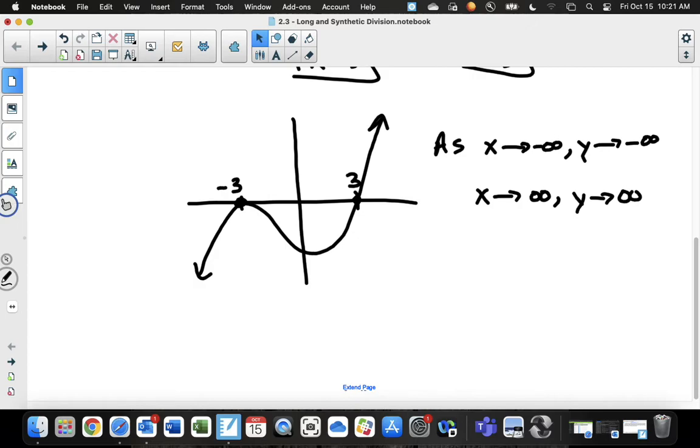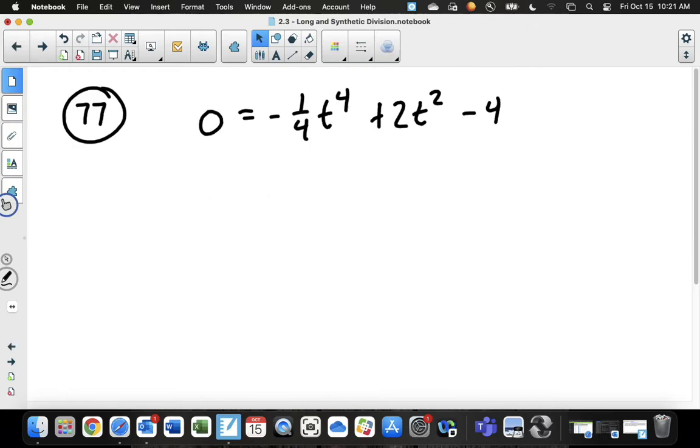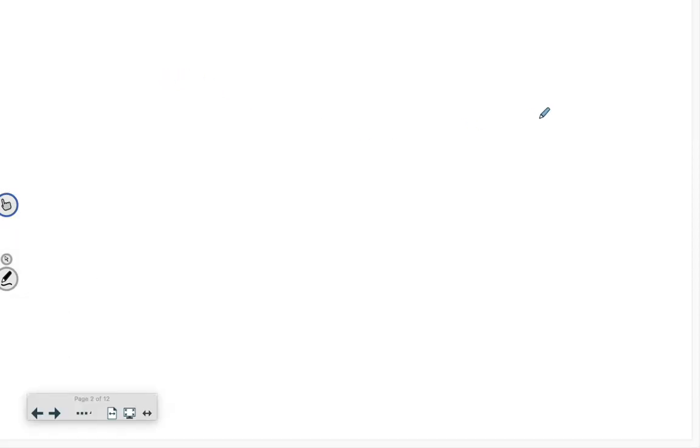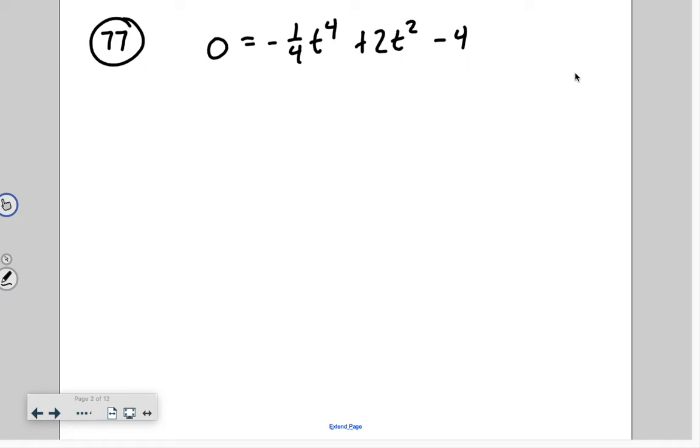Okay, Preston, you had said 77, right? Perfect, because that's the next one I have. All primed up here and ready. All right, so let's take a look at 77.